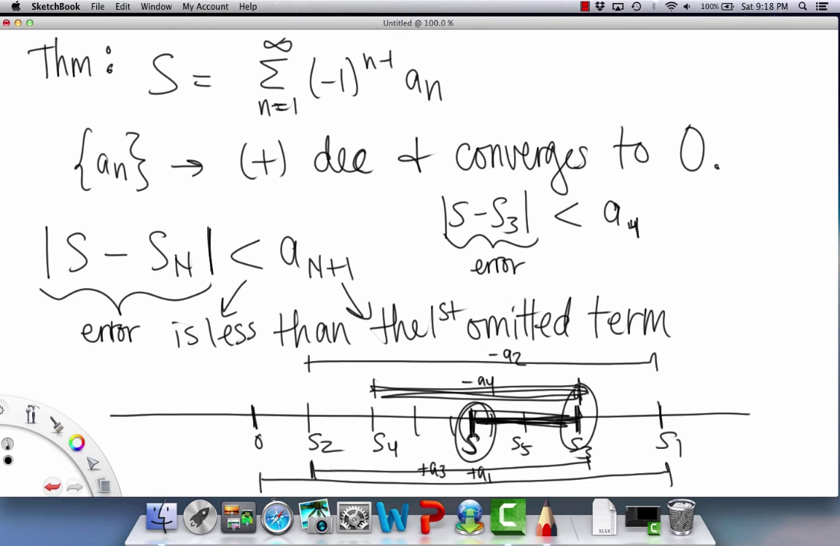The length of a4 is this line here. Disregard the negative for now. The negative just means the direction it's going in. And we can see that that's true, right? The distance between S and S3 is less than this whole length of a4. Okay?